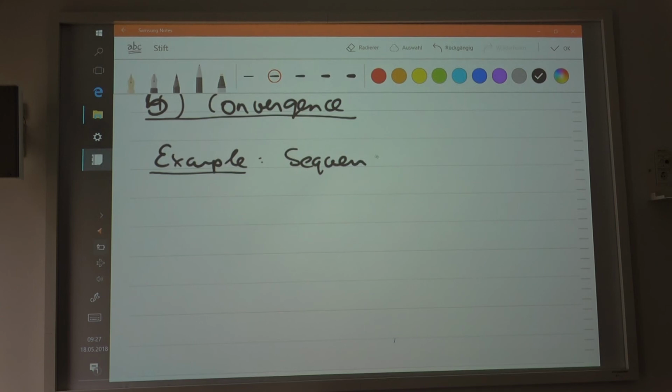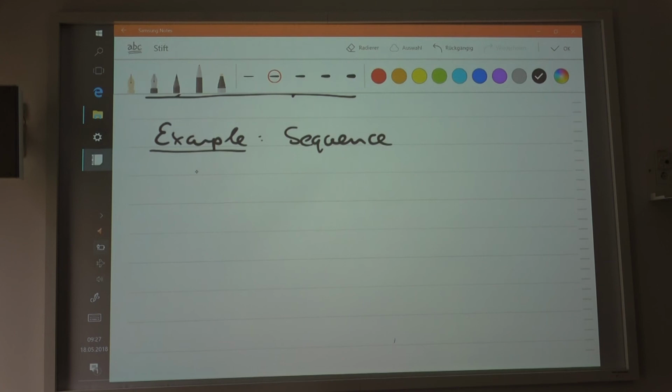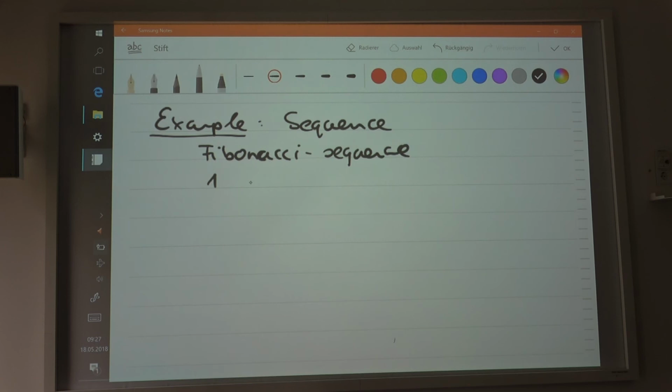So, for instance, an example of a sequence is the Fibonacci sequence. Maybe you heard of that. The Fibonacci sequence goes like this: the first element of the sequence will be 1, the second will be 1, next will be 2, 3, 5, 8, 13. You understand the principle? How does it go? That's an intelligence test, guys. Sometimes in a job interview you get some kind of sequence. 21. Okay, 21. 34. Yeah, okay, you got it.